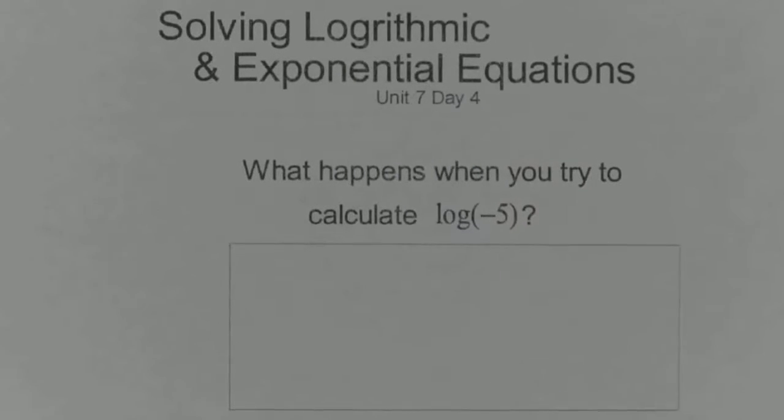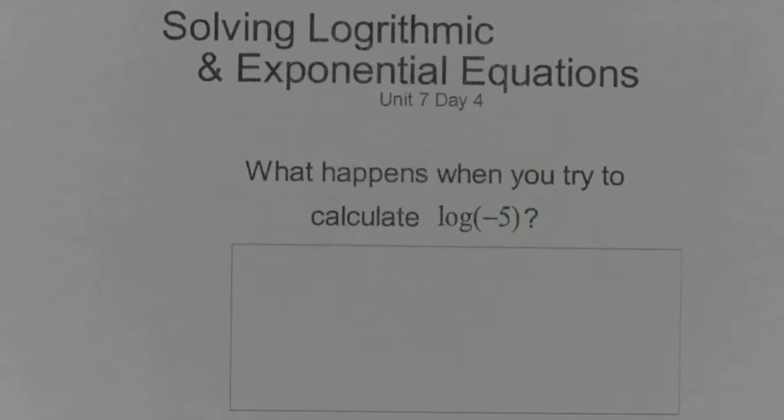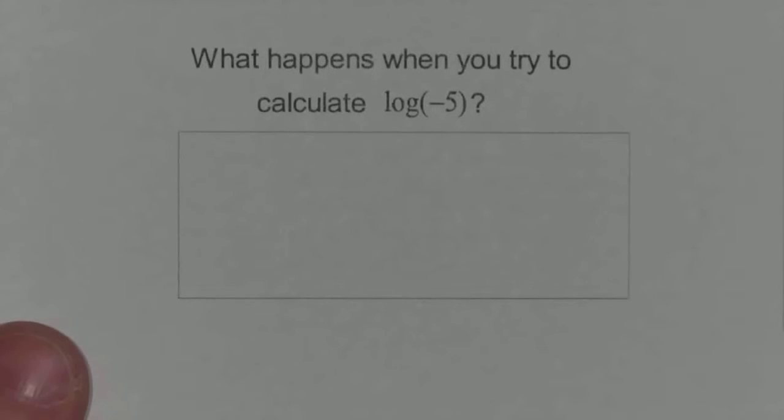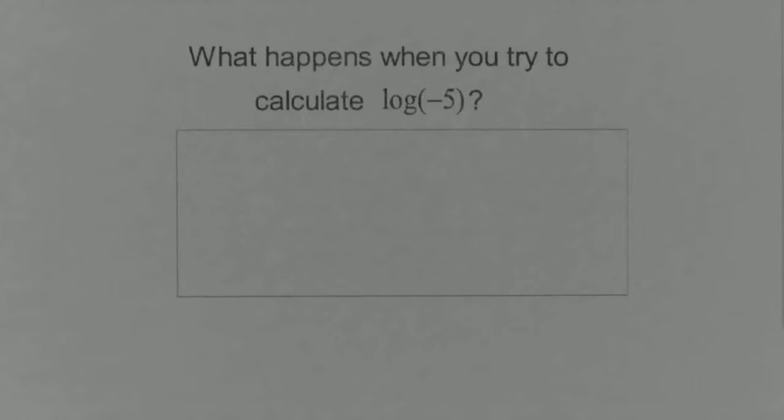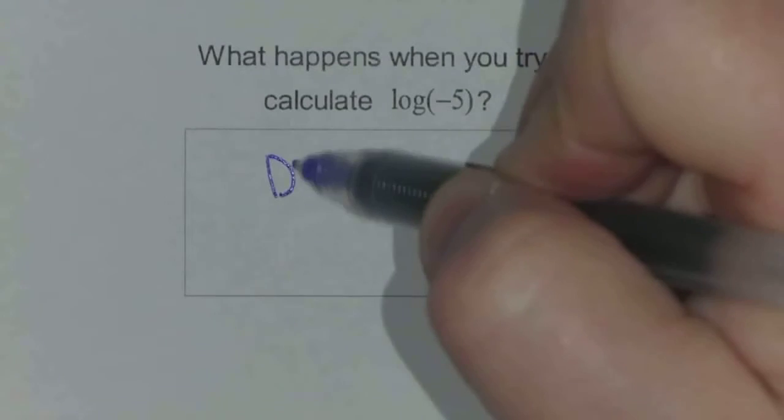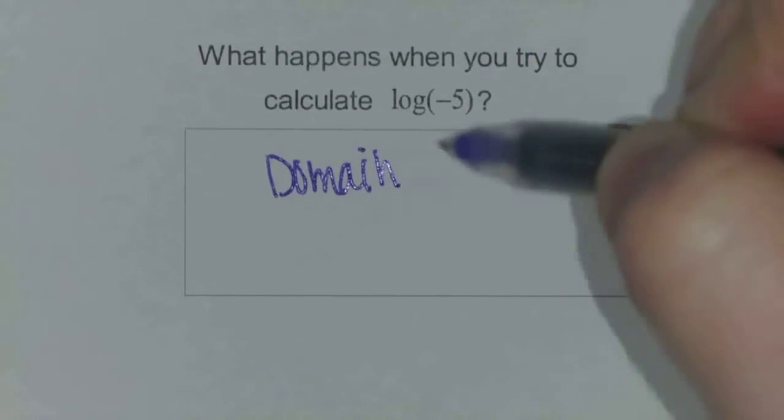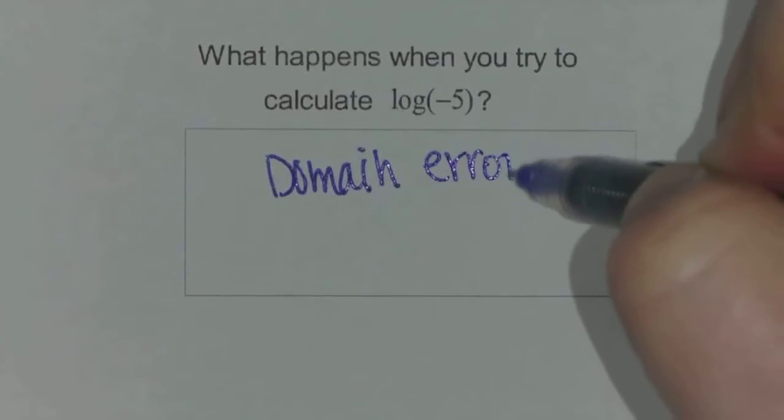All right, so today we're going to solve logarithmic equations. This little first part says, what happens when you try to calculate the log of -5? Does anybody remember what happened when we did logs of negative numbers? Yeah, there was a domain error, right? So just keep in mind that sometimes we still have restrictions on our domain.